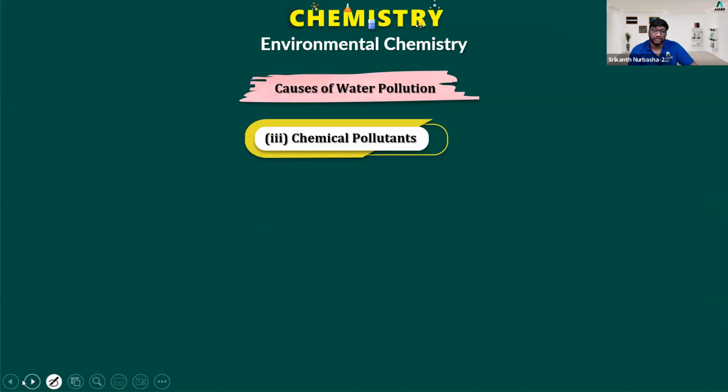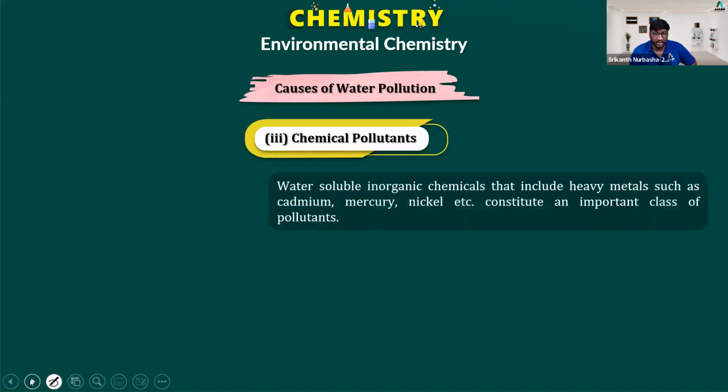Chemical pollutants. What are the different chemical pollutants you can have? Majorly from the industries. Water soluble inorganic chemicals that include heavy metals such as cadmium, mercury, nickel. If a particular chemical is soluble in water and is a heavy metal like cadmium, mercury, nickel, these are generally water soluble.